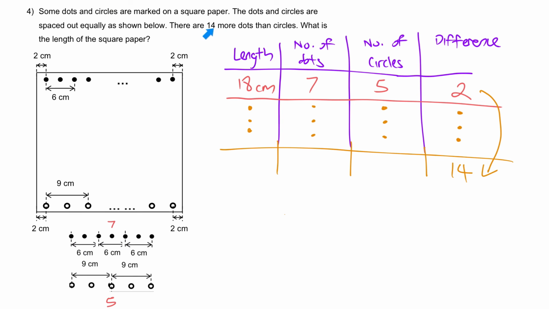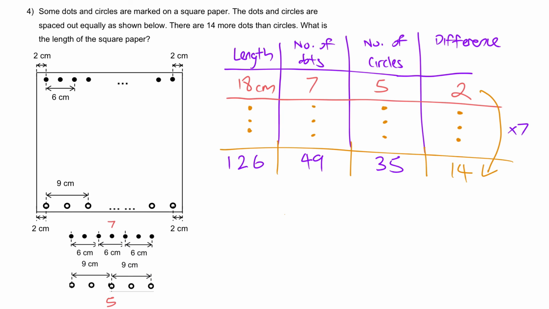To arrive at 14, we need to multiply by 7. Hence, this will be 35. 7 times 7 will be 49. These are equivalent ratios. 18 times 7 will be 20 times 7 minus 14. That will give you 140 minus 14. That will be 126.